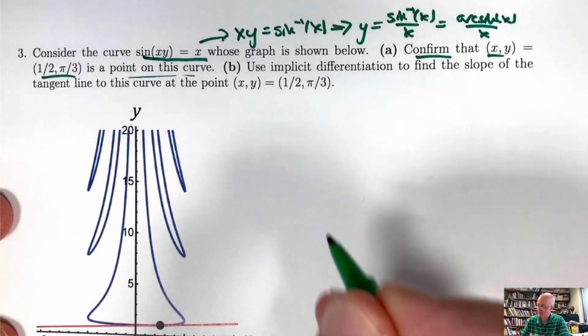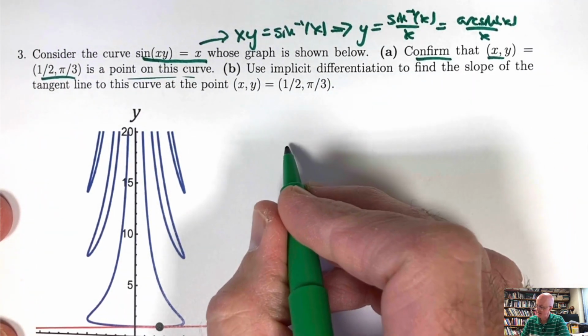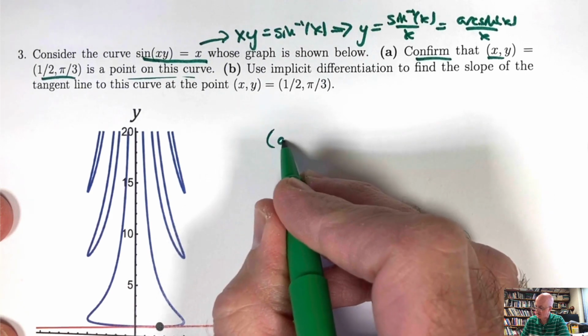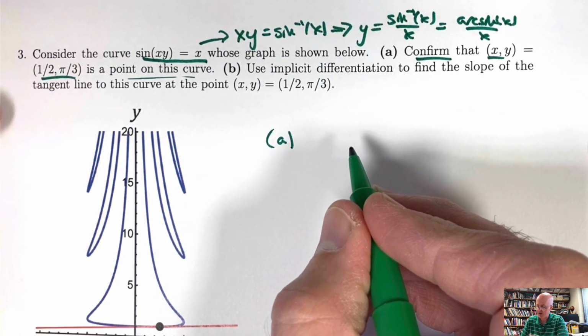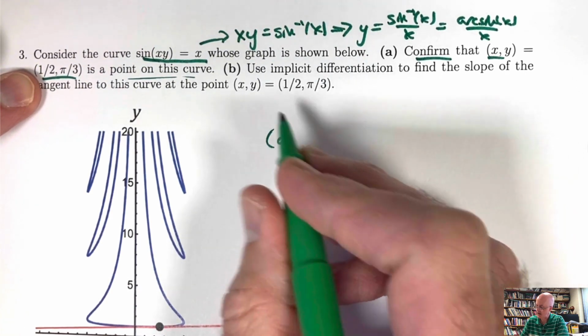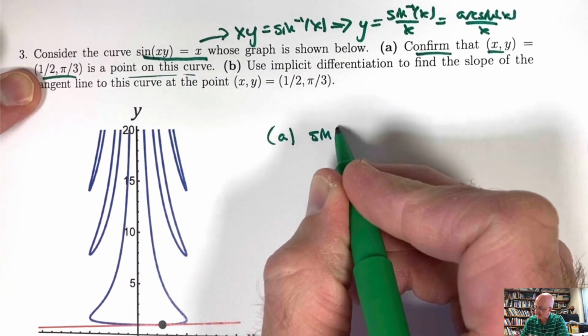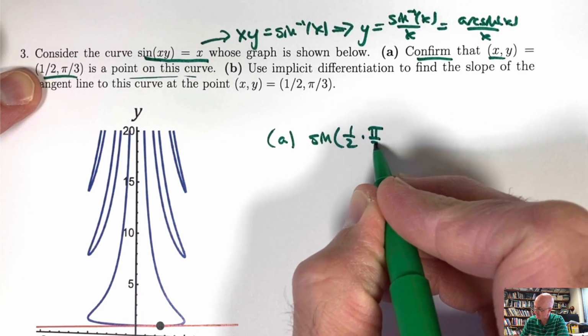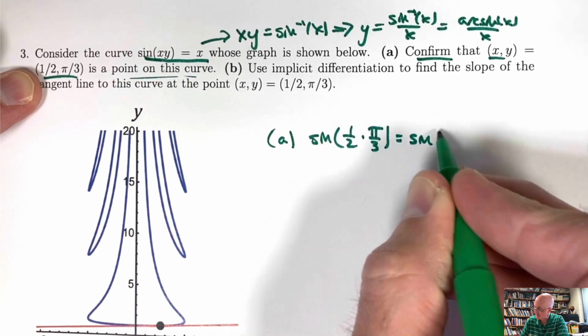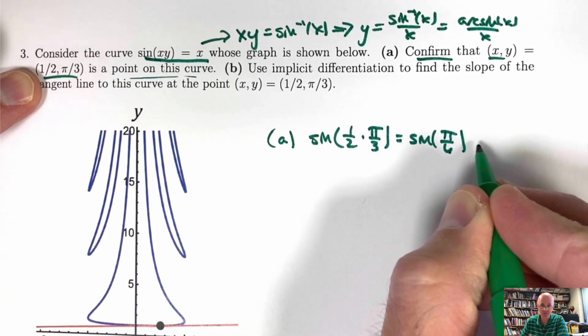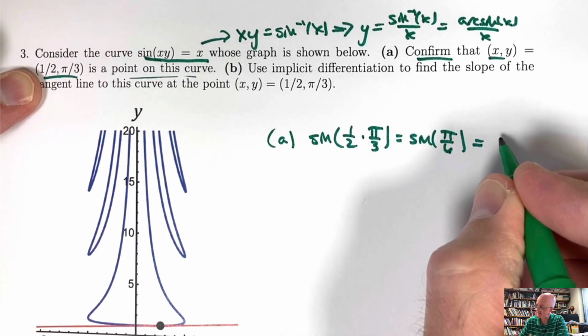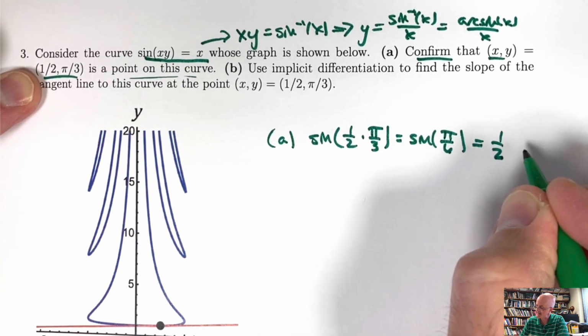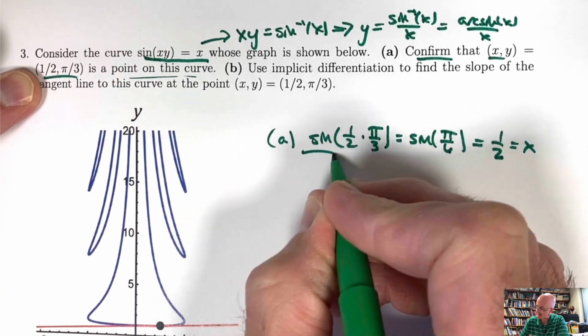Anyway, let's go ahead and do implicit differentiation here. In part A, we need to confirm it's on the curve. So we need to plug the point into both sides of the equation. First of all, on the left side, sine of xy is sine of 1/2 times pi over 3. That is sine of pi over 6. Let's assume these things are in radians. Sine of pi over 6 is 1/2, and that does equal x. Okay, that's sine of xy.